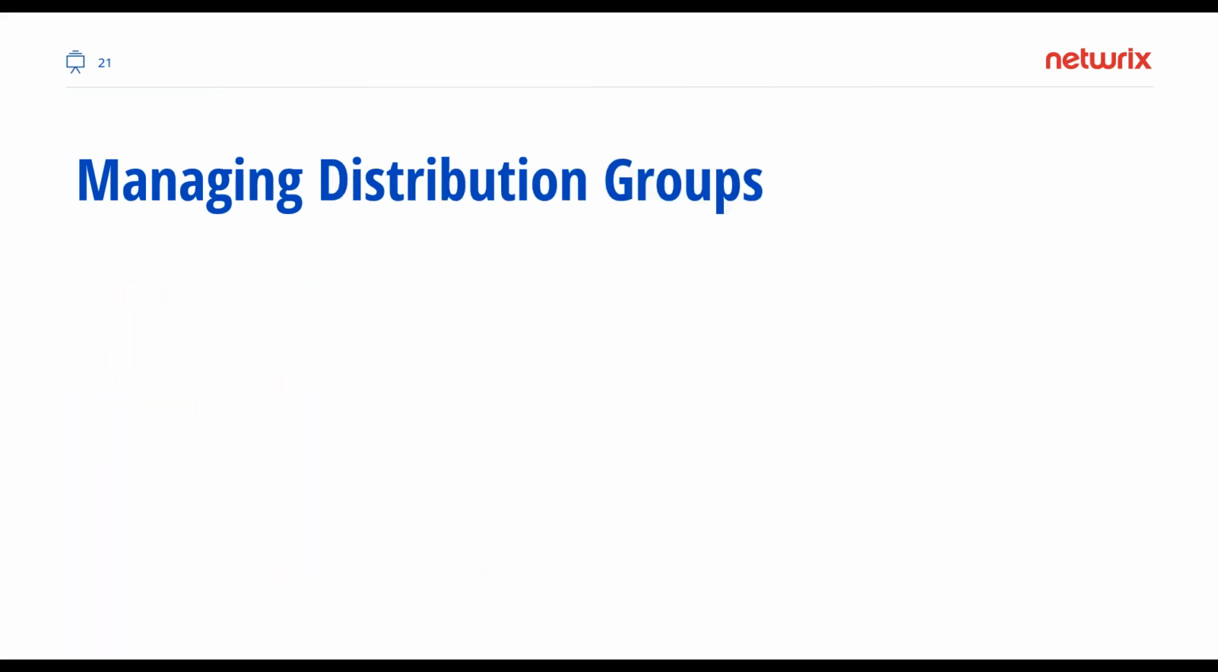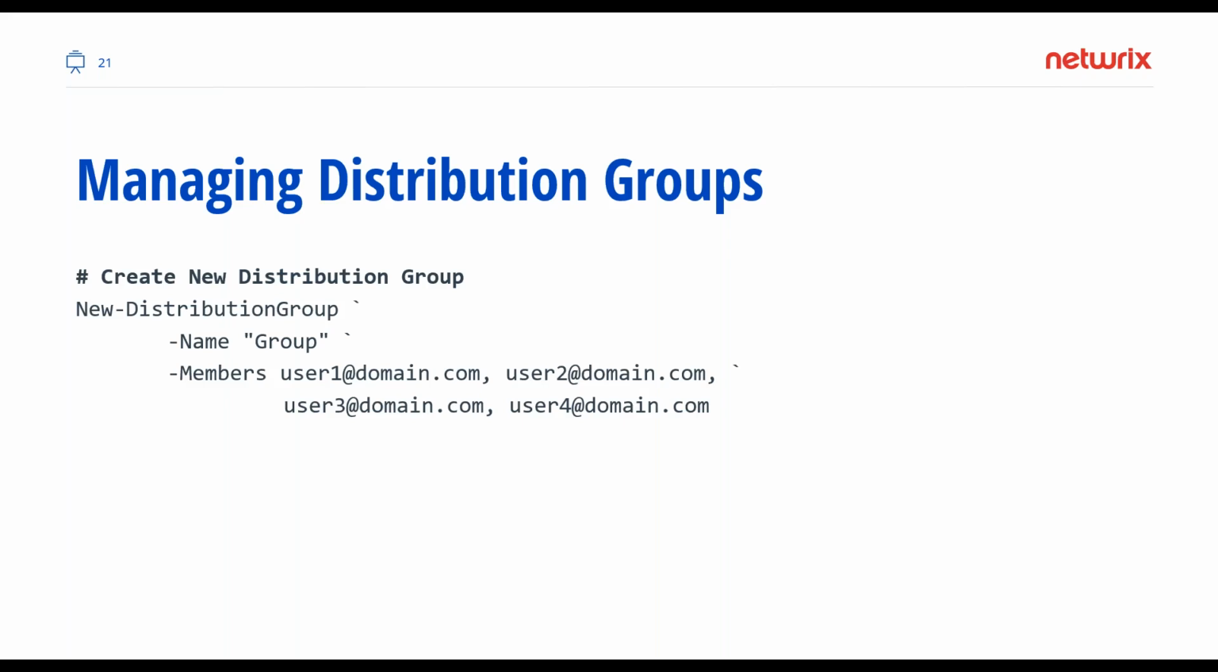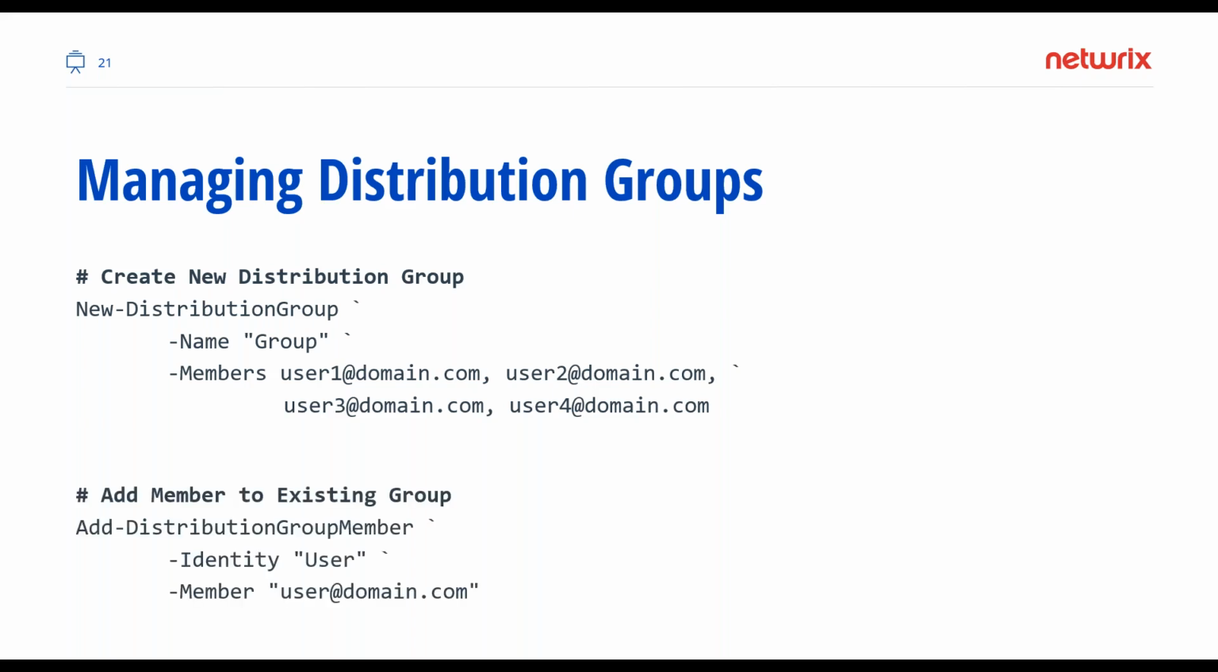Now, of course, once we have all the users in there, we look at managing distribution groups. So for example, if I want to create a new distribution group and add four people into it, you'll see that I can say New-DistributionGroup, I've called it group, and then I have my comma separated array of email addresses that I wish to add. I can then also add members to an existing group by using a different command called Add-DistributionGroupMember.